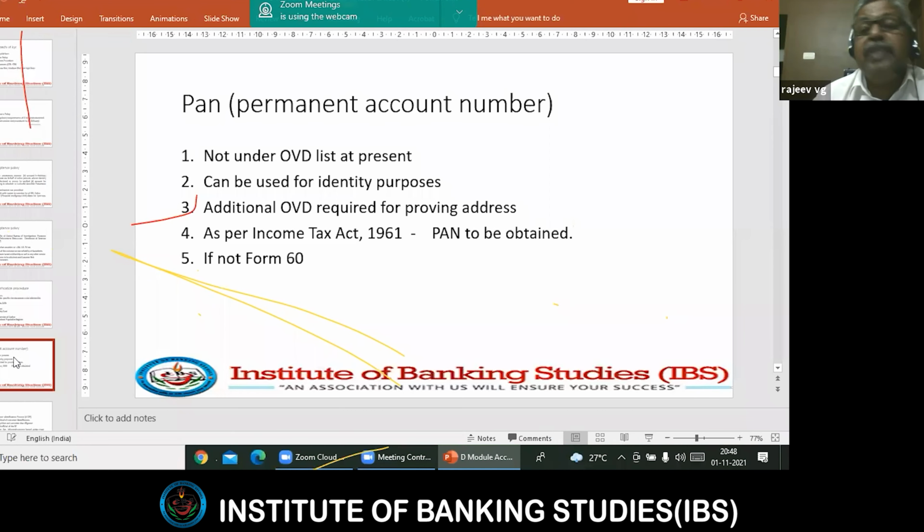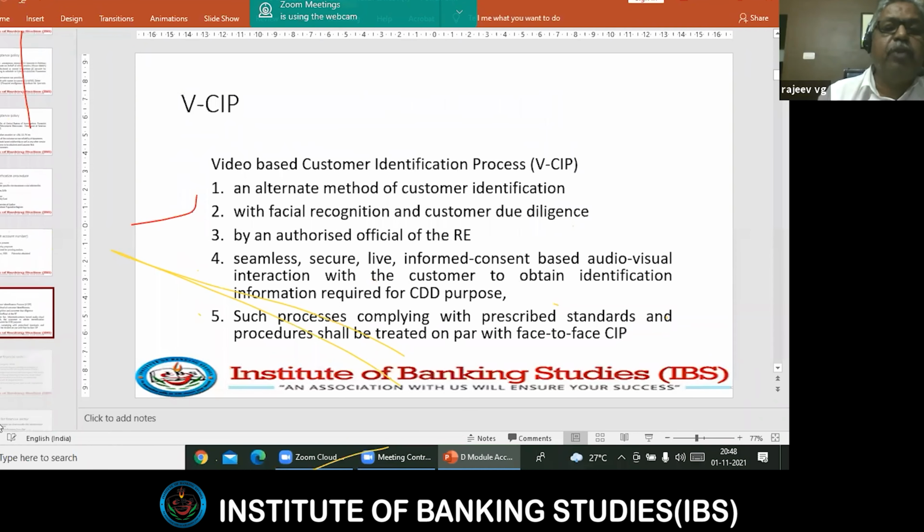Then PAN is not an OVD, but PAN is mandatory for opening an account. Either PAN or Form 60 is required as per the Income Tax Act 1961. PAN is required for opening of account. Either PAN or Form 60 is required. That you have to remember.